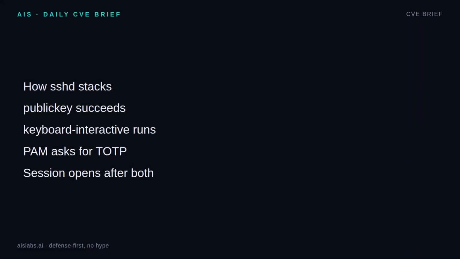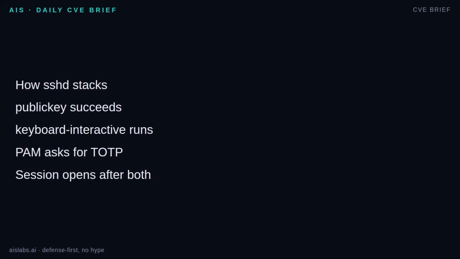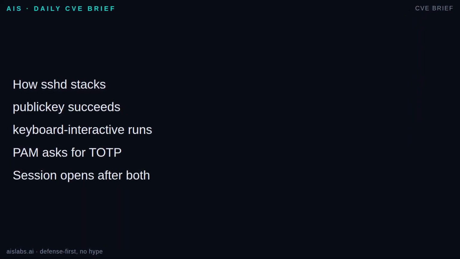The key directive is AuthenticationMethods. When you set it to publickey,KbdInteractive::PAM, sshd does not accept either one alone. The client must first complete public key authentication. Only then does sshd continue to KbdInteractive, backed by PAM. PAM loads pam-google-authenticator, reads the user's secret file, checks the current TOTP value, and returns success or failure.